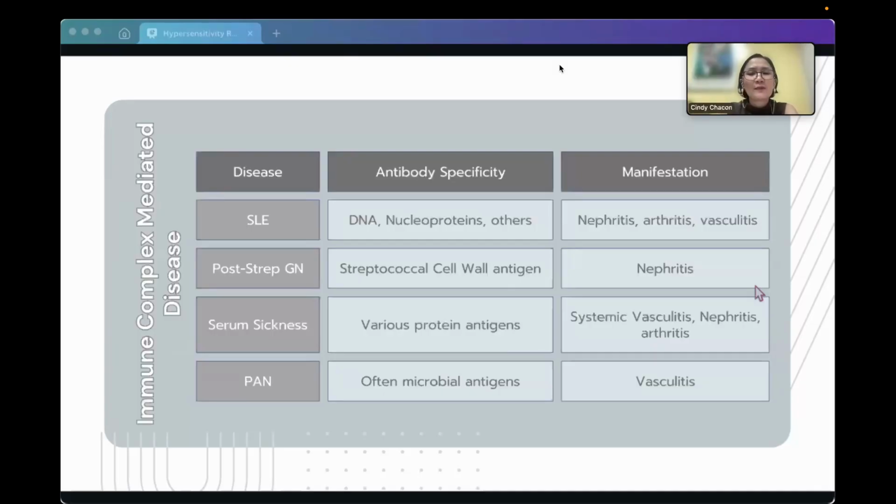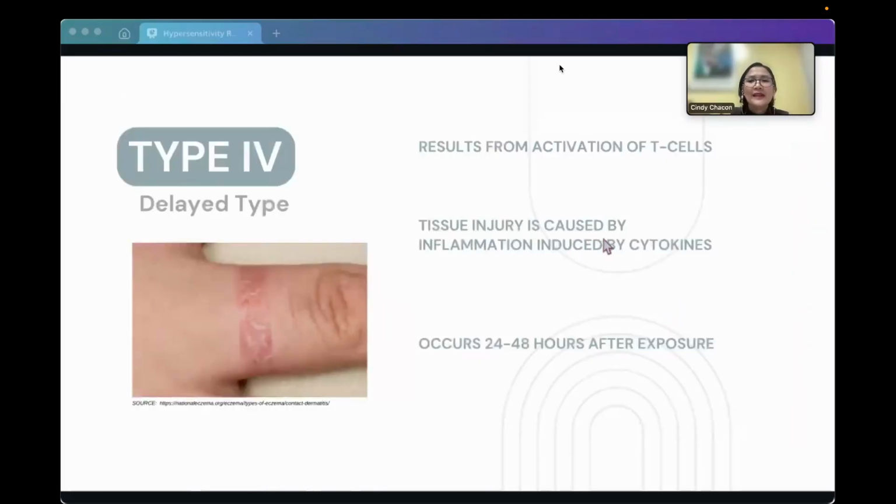And then lastly, you have your polyarteritis nodosa, which is associated with chronic infections, where again antibodies form against these microbial antigens. These immune complexes will again deposit in your medium-sized arteries, triggering vasculitis. And lastly, you have your type 4 or delayed type hypersensitivity reaction.